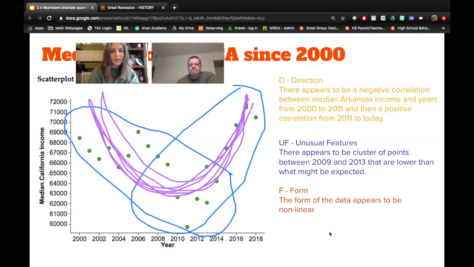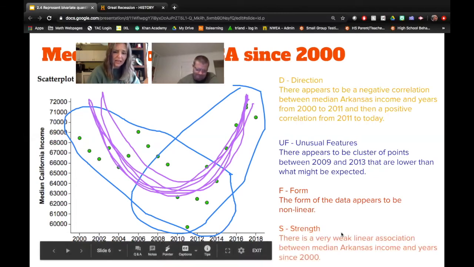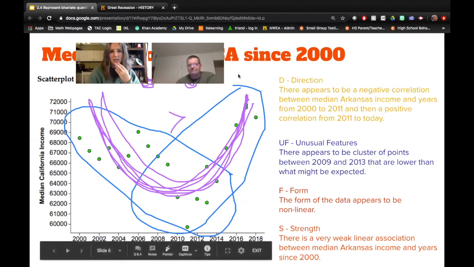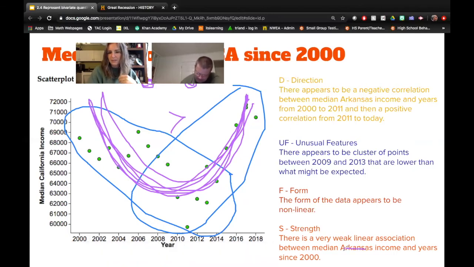Yeah. And when I look at the association, when I look at the strength, because I can't make any decisions on it, I'm not just going to say it's weak. I'm going to say it's very weak. Like, I have no idea. And I said Arkansas. I copy and pasted it and changed the word. So let's make that California. Yeah, thank you. So smiley face.